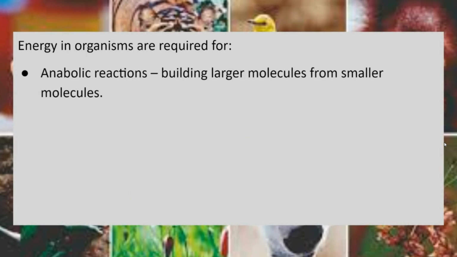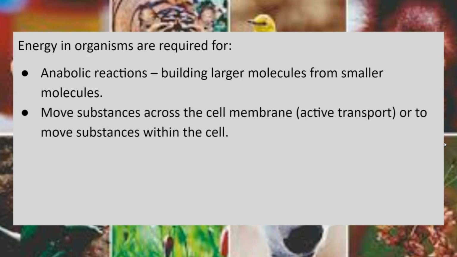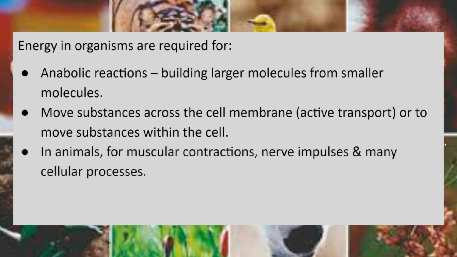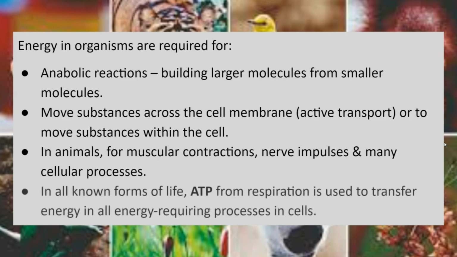So energy in organisms is required for anabolic reactions. So this is building larger molecules from smaller molecules. It moves substances across the cell membrane. So, for example, active transport, so moving against a concentration gradient, or to move substances within the cell. In animals, for muscular contraction, nerve impulses, and many cellular processes. And finally, in all known forms of life, ATP from respiration is used to transfer energy in all energy requiring processes in cells. So let's look a bit more at the structure of ATP.